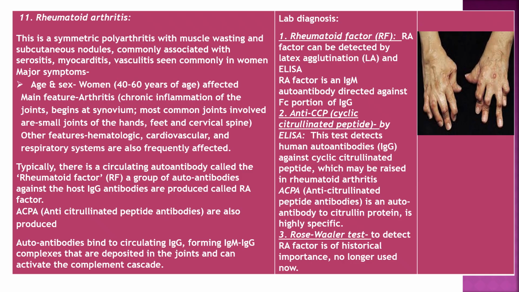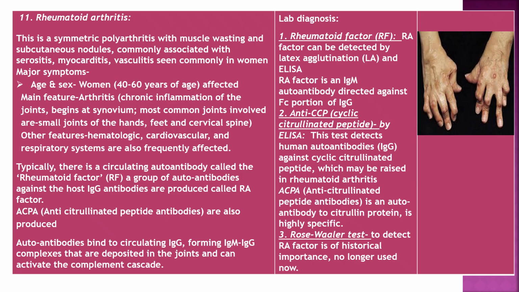Other features: hematologic, cardiovascular, and respiratory systems are also frequently affected. Typically, there is a circulating autoantibody called rheumatoid factor, RF. A group of autoantibodies against the host IgG antibodies are produced, and they are called RA factor. ACPA, anti-citrullinated peptide antibodies, are also produced. Autoantibodies bind to circulating IgG, forming IgM-IgG complexes that are deposited in the joints and can activate the complement cascade.